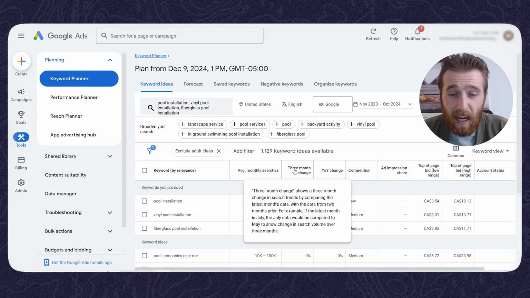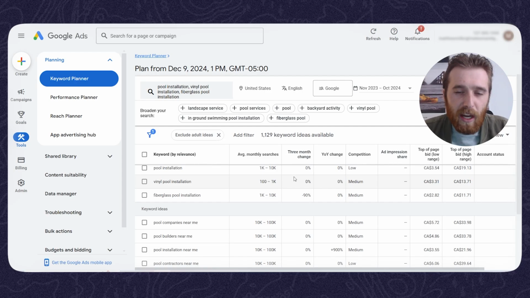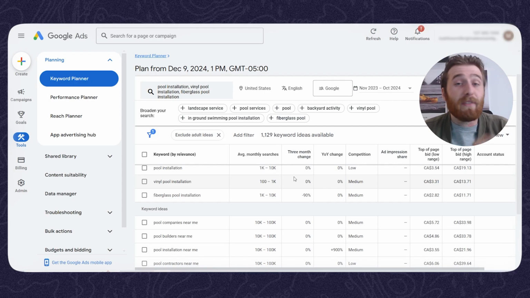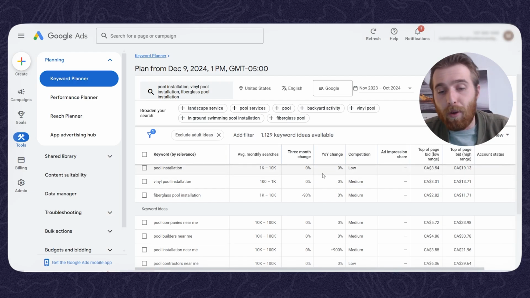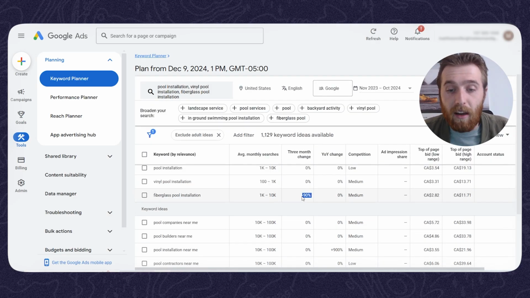The 3-month change is essentially, is it going up or going down? If you live in a state where it's always sunny and always happy, chances are there's not going to be much of a change. However, in Canada, for example, where it gets very, very cold, the 3-month change might be massive, especially if you're in Ontario and it's -20 out. People aren't really installing that many pools. So you could see a massive drop off here in the 3-month change, like -90%.